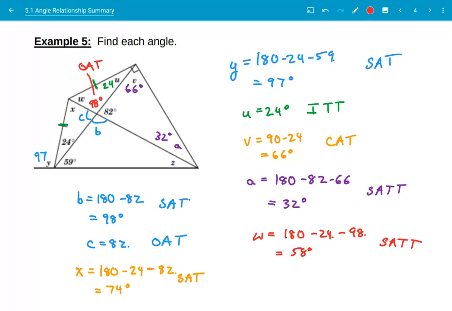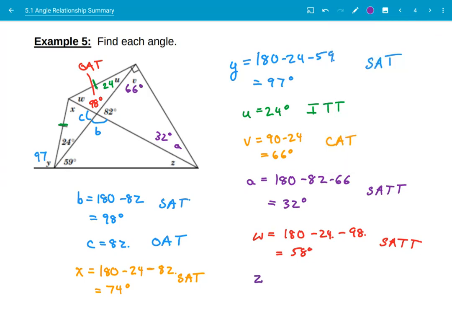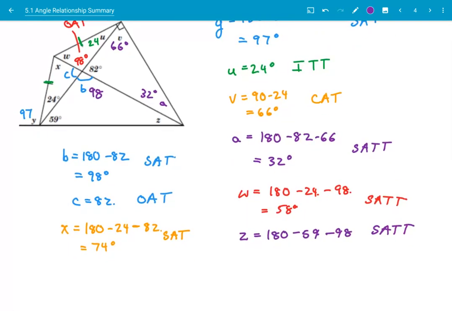So let's see, we got X, we just still need Z. Well, Z's part of that triangle along the bottom. There's other ways of doing this. 180 minus 59. B we figured out was 98, so minus 98. That's because we have a triangle. And we have 21 degrees. No, that's not quite right. 23 degrees. Yep. And that's it. Let's just double check.